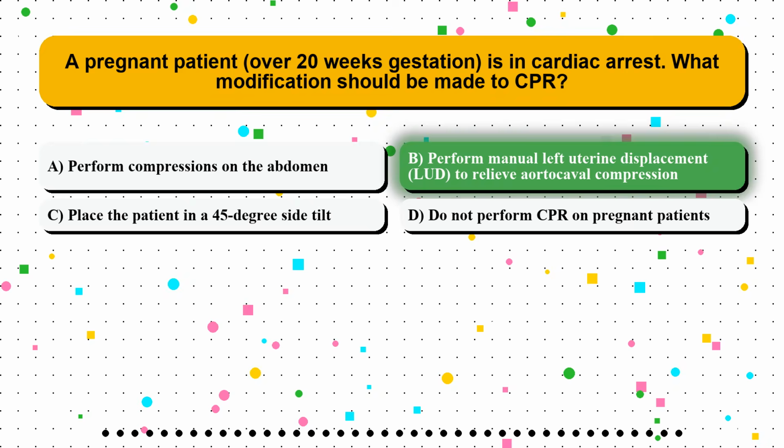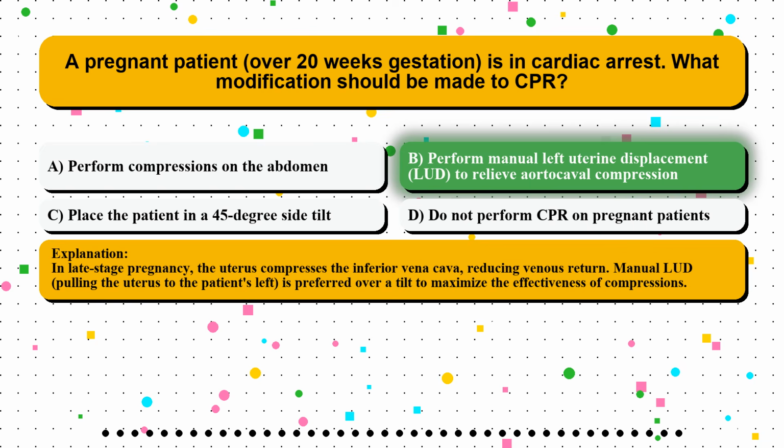The correct answer is option B. Perform manual left uterine displacement, LUD, to relieve aortocaval compression. In late-stage pregnancy, the uterus compresses the inferior vena cava, reducing venous return. Manual LUD, pulling the uterus to the patient's left, is preferred over a tilt to maximize the effectiveness of compressions.